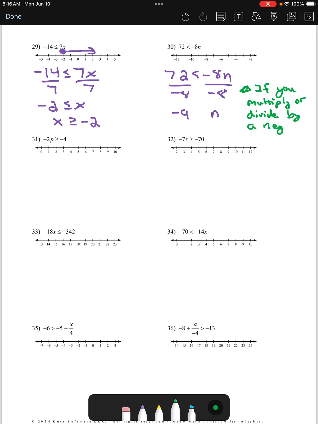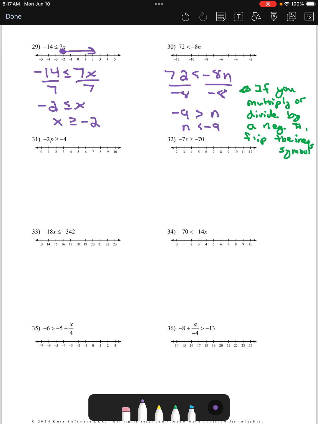Here's the rule. If you multiply or divide by a negative number, flip the inequality symbol. I divided both sides of this by -8. So I'm going to flip the inequality symbol from less than to greater than.